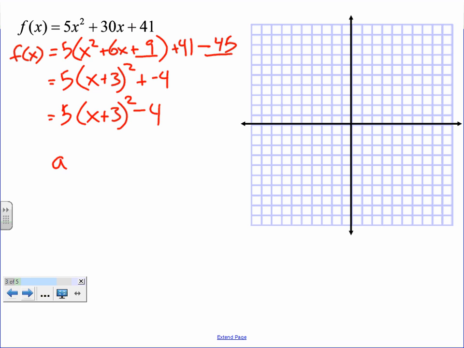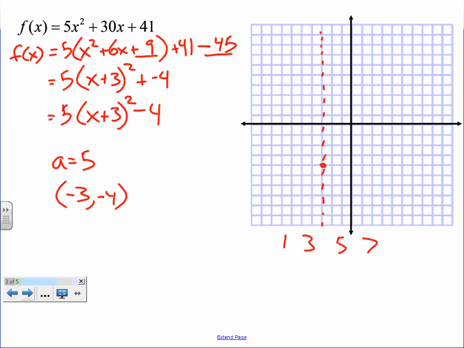So my a value is simply 5. Okay, it's really stretched out vertically, and we have a starting point of negative 3 comma negative 4 vertex. So I'm going to graph this now. Negative 3, negative 4, a slope of 5. So again, I'm going to put in my axis of symmetry, and I'm going to go over 1, but now up 5. So again, my stepping scale is 1, 3, 5, 7.